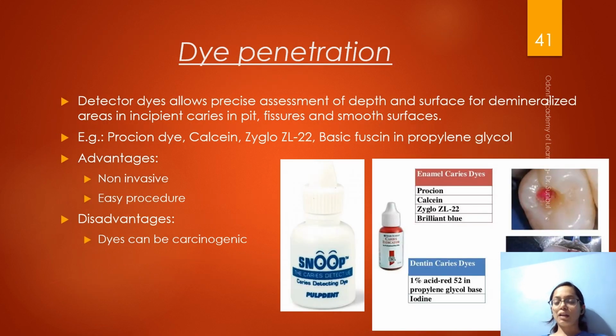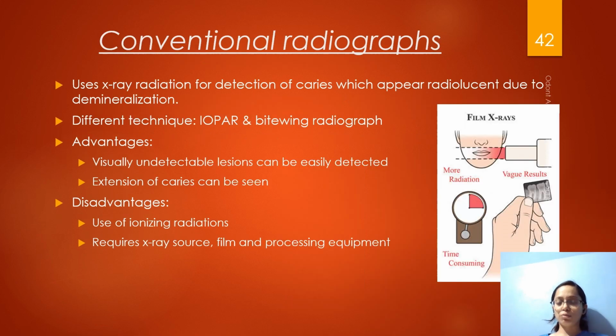Then dyes. Like they are used for plaque disclosing agent, in the same way they can be used for our caries detection also. So these caries detector dyes, they will help us to detect the depth and the surface of the demineralized area. Okay, then the procion dye and calcein, basic fuchsin, it is all used. And the advantage is that of course it's non-invasive and a very easy simple procedure. Okay, but there are certain dyes which are carcinogenic, so not preferably used.